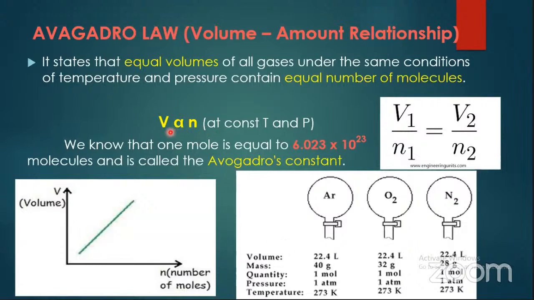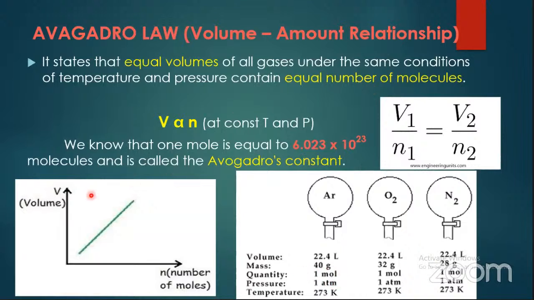If you increase the number of moles, volume increases. That's how you consider it. If you increase the number of moles, volume also increases. Understood? It states that equal volumes of all the gases, vice versa, will contain an equal number of moles.